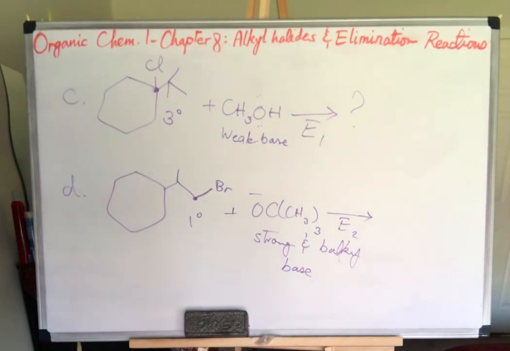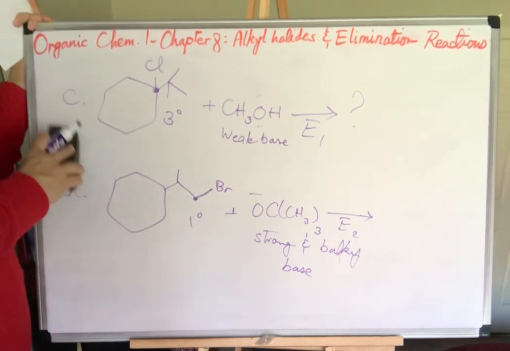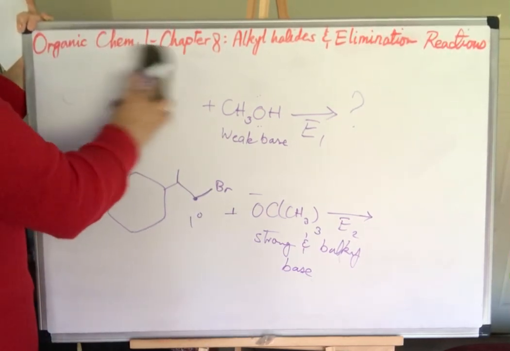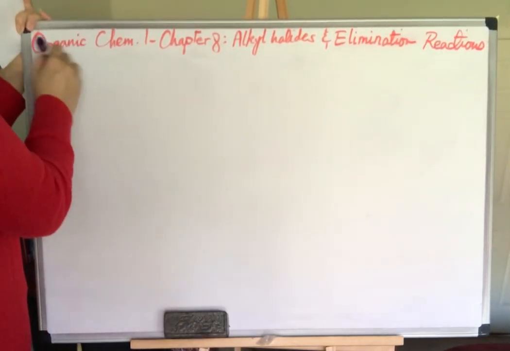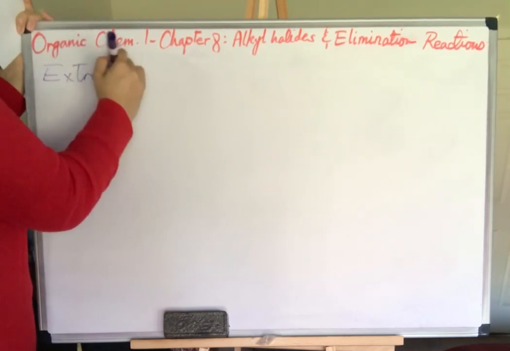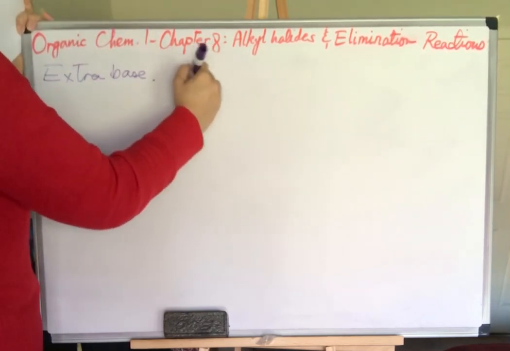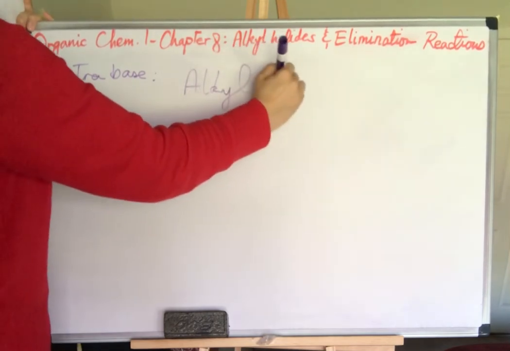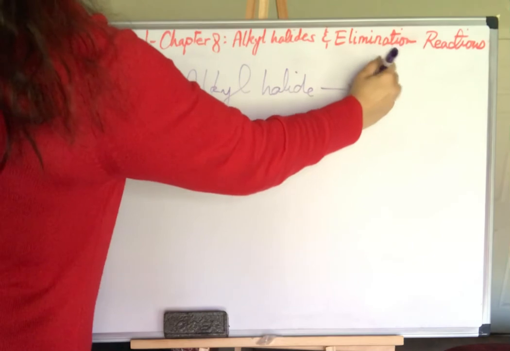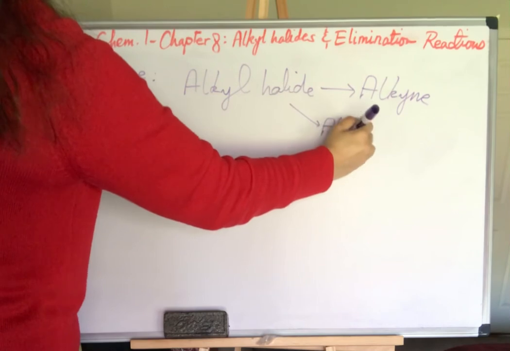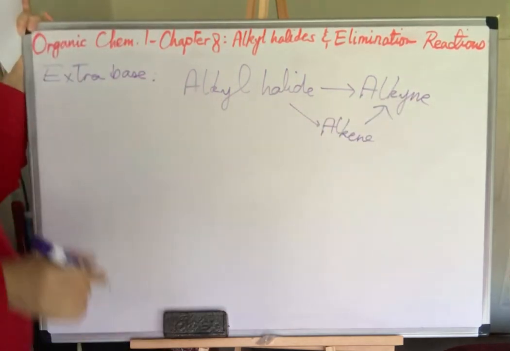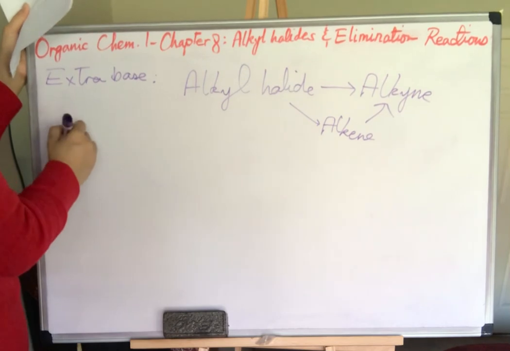Now, we know about E1 and E2 going from an alkyl halide to an alkene. But what if we have extra base? You add more than enough extra base. In the presence of extra base, alkyl halide is going to change to an alkyne. First it changes to an alkene, but since you have extra base, it will change to an alkyne. Look what happens here.